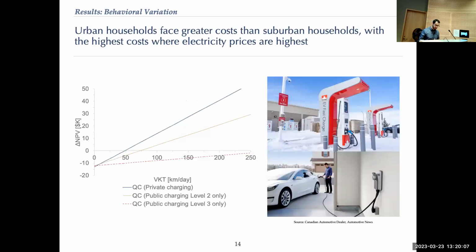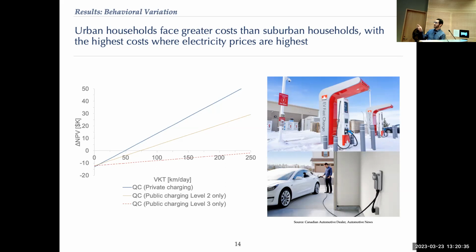Changing gears for a little bit to look at urban households versus suburban households. Urban households, remember, being ones that have difficulty accessing private charging, so they're relying a lot more on public charging infrastructure, versus suburban households, which can install chargers in their garage, like the image on the bottom side there. I've looked here at Quebec, so the blue line being that suburban household, one bounding case, it would only require me to drive about 50 kilometers per day.